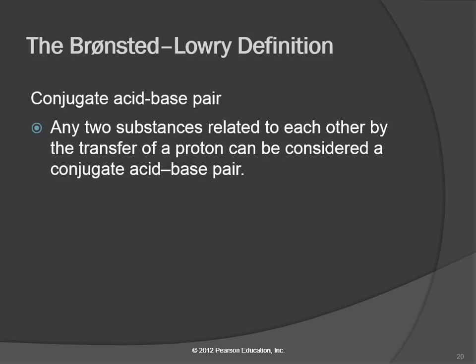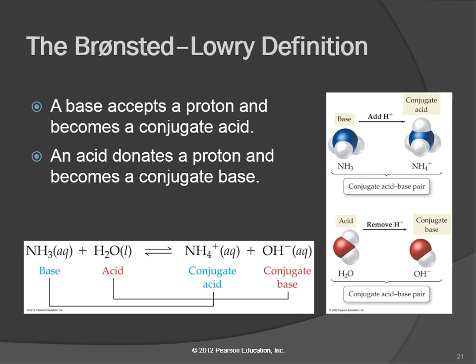Any two substances related to each other by the transfer of a proton, a hydrogen ion, can be considered a conjugate acid-base pair. Oh, yeah, here's what I was looking for. So the ammonia, if you add an H plus, that's this guy up here getting stuck on, you get NH4 plus. This can act as an acid, this can act as a base.